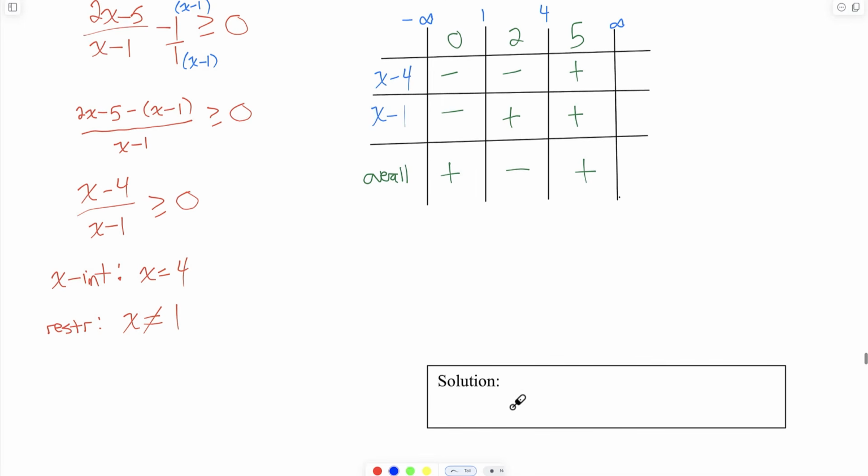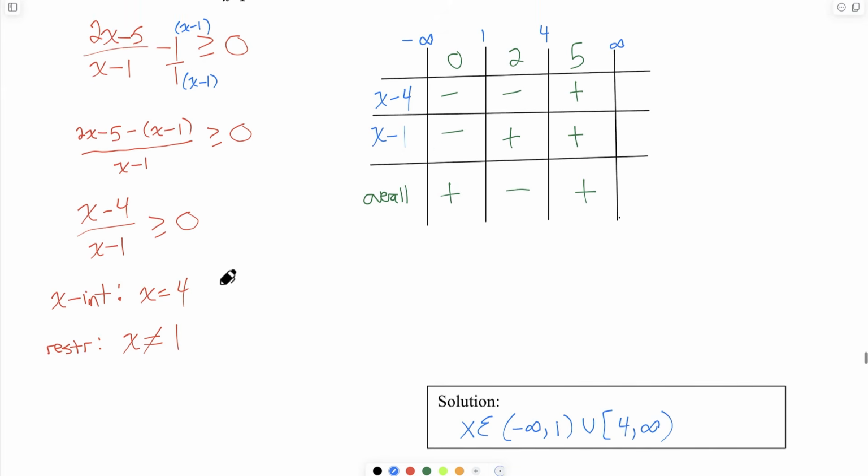My solution would be two intervals. It would be the intervals of x values between negative infinity and 1, or between 4 and infinity. Notice I included a square bracket at the x value of 4, and that's because I want to include 4 in my answer. At 4, it's an x-intercept, which means y is 0 at 4. And I want to know when the function is greater than or equal to 0, so I want to include 4 in my answer. I don't want to include 1 because the function doesn't even exist at 1, which is why we have a round bracket at 1.